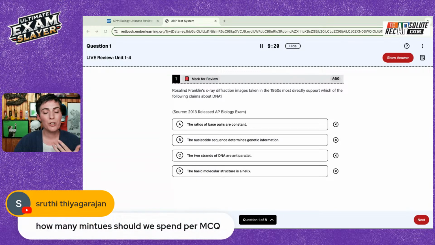So I see a pretty good question here, really applicable to what we're working on right now. How many minutes should we spend per multiple choice question? So the real answer is 90 seconds, so 1.5 minutes. The answer I'd prefer you to use is about 1 minute if the question doesn't have a stimulus or a prompt. The example we have on the screen right now doesn't have a particular prompt, so this might be a faster question. I'm going to show you one later on that will have a stimulus, so it takes longer to read.